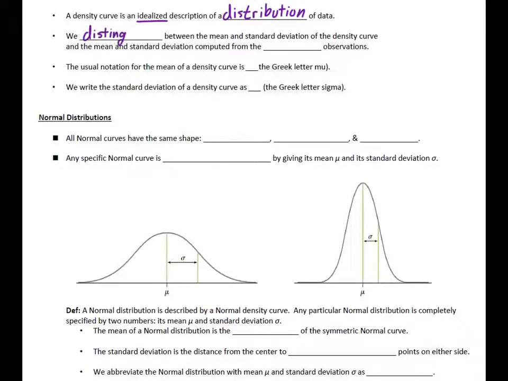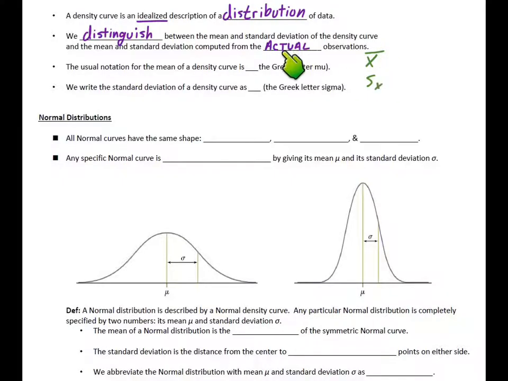So we distinguish between the mean and the standard deviation of the density curve, and the mean and the standard deviation computed from actual observations. Before, for samples, for mean and standard deviation, this was our notation. Those actually come from samples or experiments that we conduct.